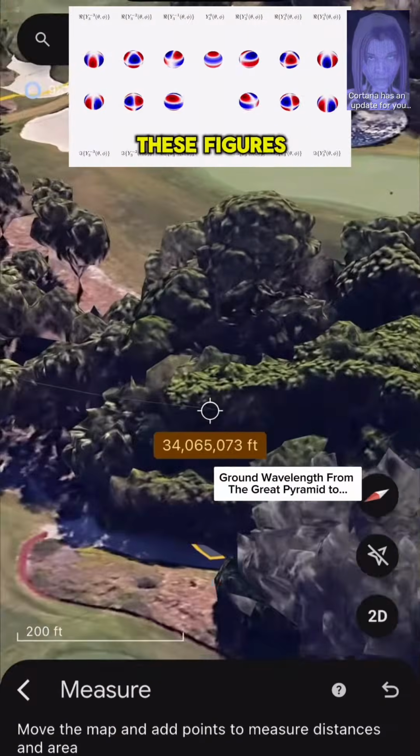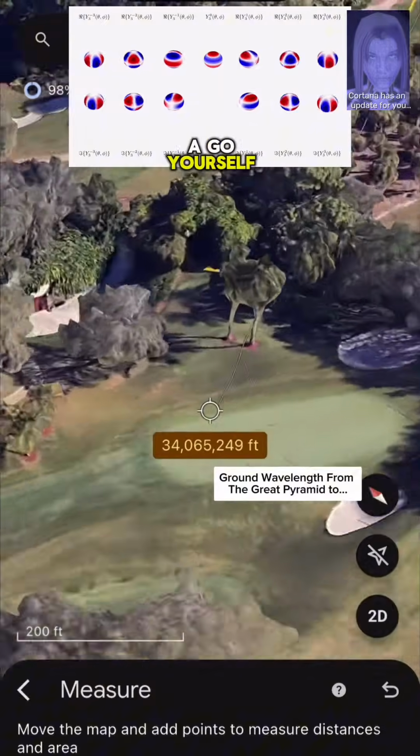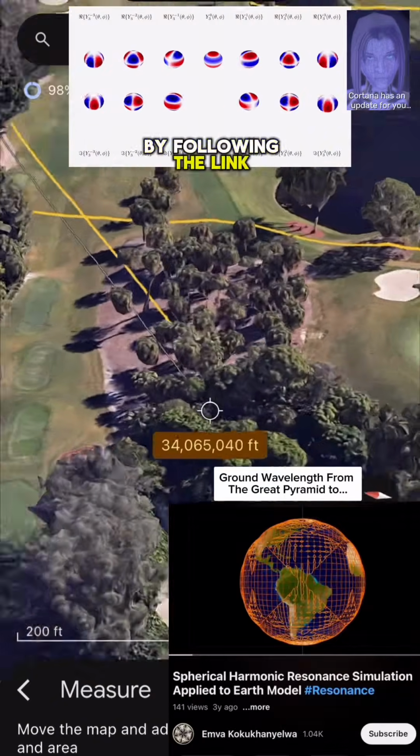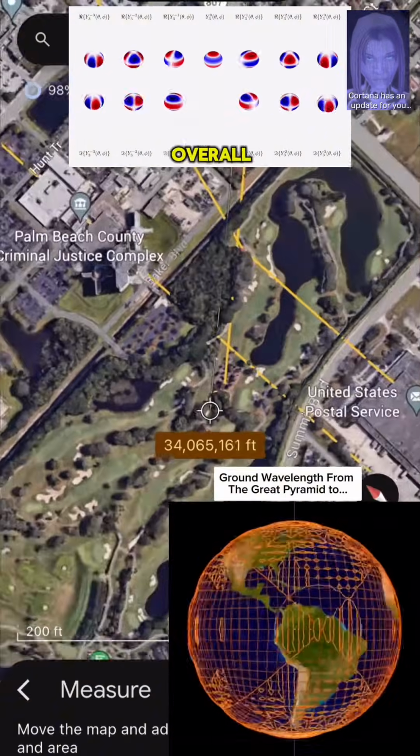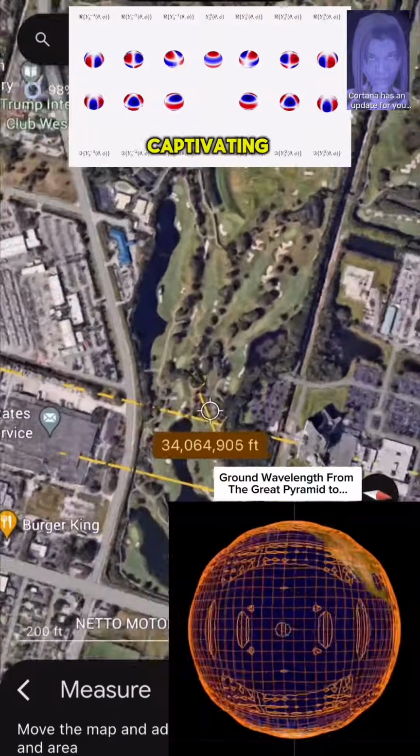We've generated all of these figures using Python, and you can have a go yourself plotting spherical harmonics by following the link to the Jupyter notebook in the description. Overall, I hope you will agree that these diagrams have a rather captivating beauty about them.